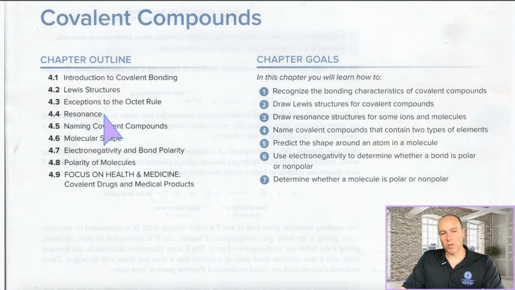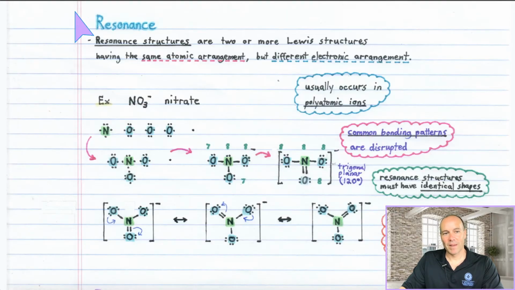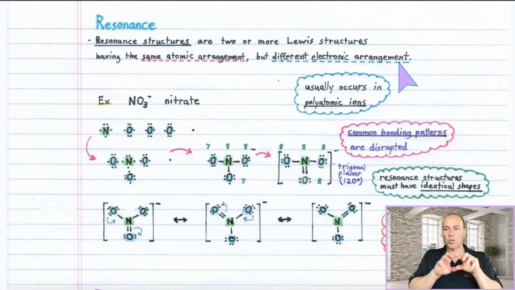In this lecture, we'll touch on a couple of remaining and interesting topics, and we'll start with resonance. Resonance structures are two or more Lewis structures having the same atomic arrangement, but different electronic arrangement. Recall that when you draw the Lewis structure for a chemical formula, one of the first things that you do is to position the atoms next to each other. Now that's before you start connecting the bonds. So you have to get a certain atomic arrangement first.